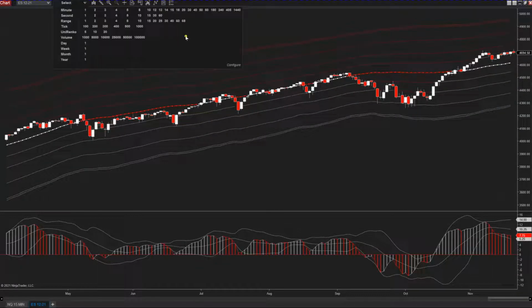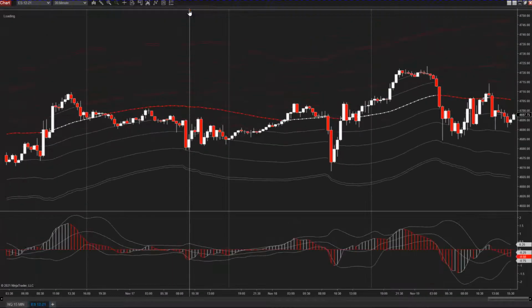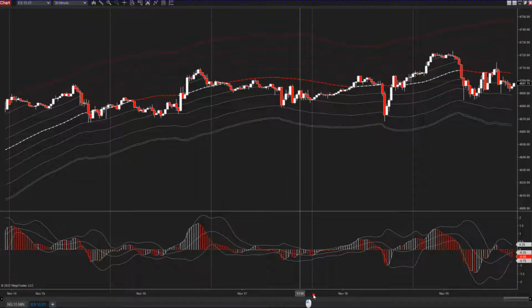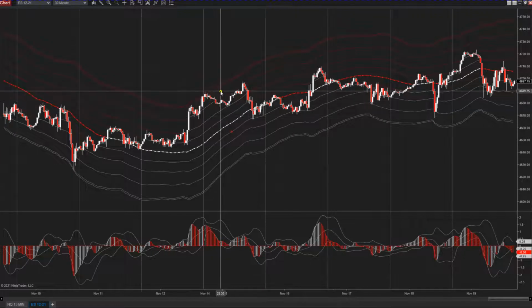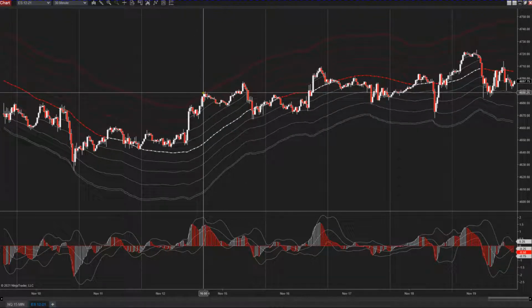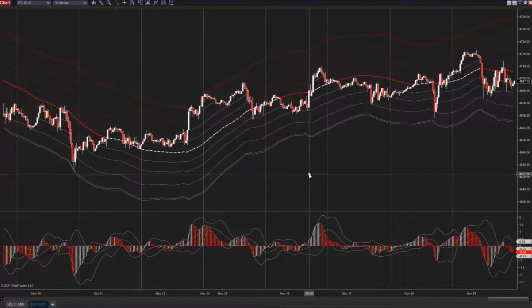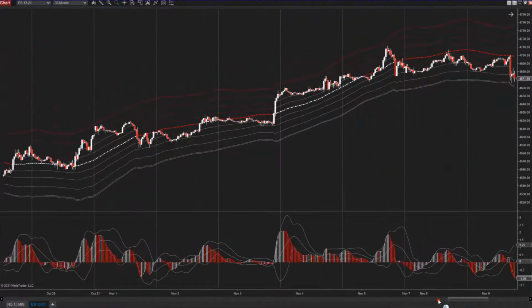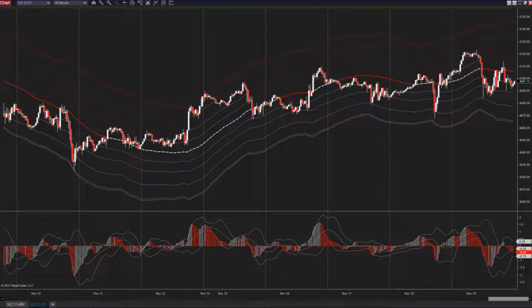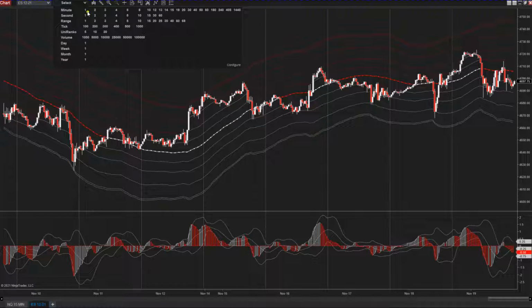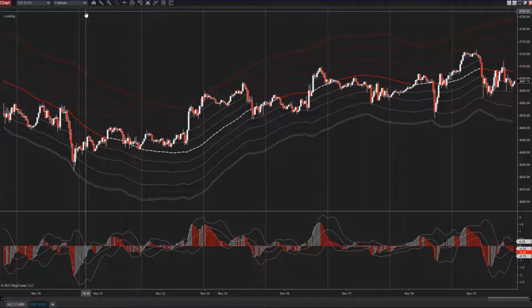Going back, let's put it on an intraday time frame, like a 30-minute or 60-minute. And you can see that it's the same. You get to your outer bands, you come back in. Get to the outer bands, you come back in. So I like to use it for swing trading on these higher time frames, or day trading on a 1 minute chart, and it works the same.